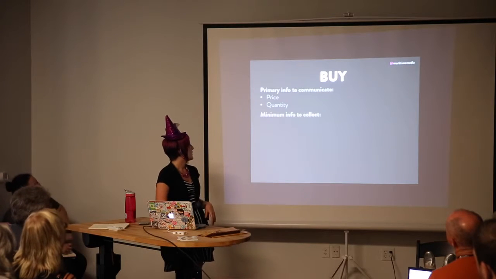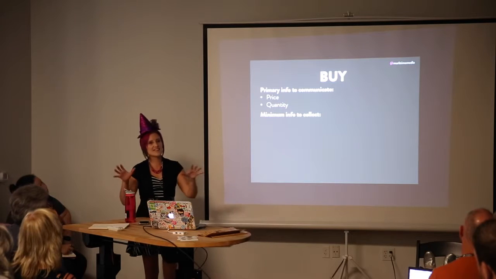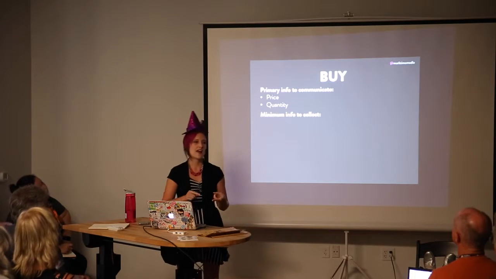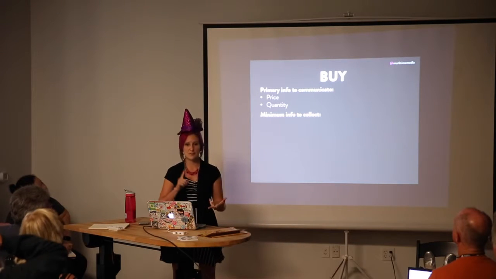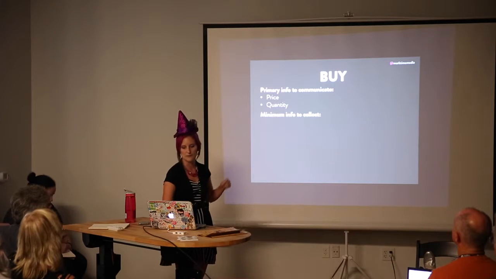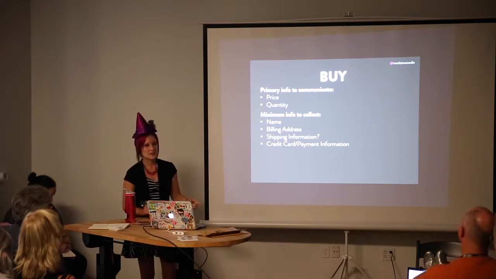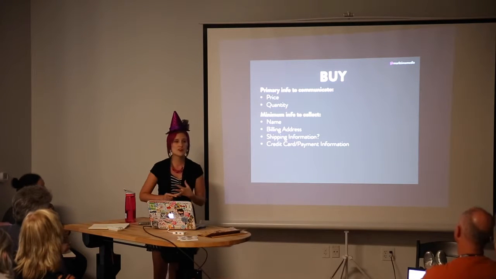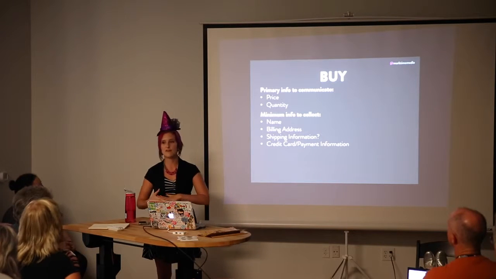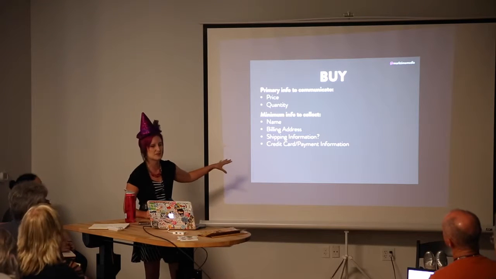All right, so primary info to communicate in buy. The biggest things you need to communicate for somebody to buy is you need to tell them how much the thing costs and how many they are buying. That is basically, besides what they're buying, the two things that they need to know. At minimum, you need to collect their name, their billing address, maybe their shipping information if it is a physical product, and their credit card or payment information. You really do not need more than that to be able to complete this transaction.